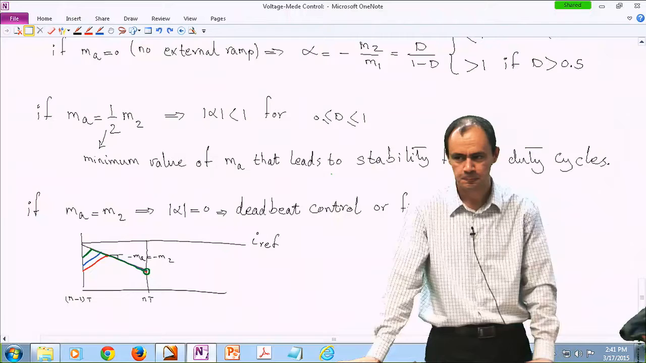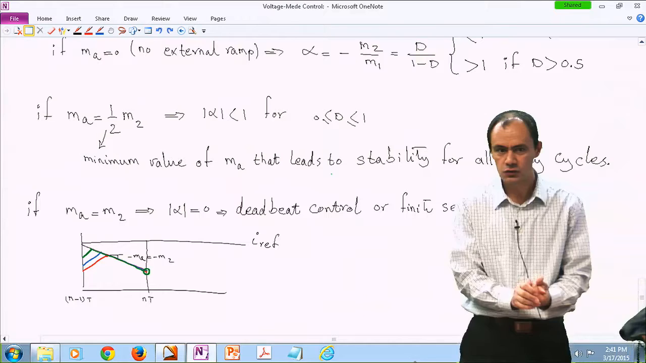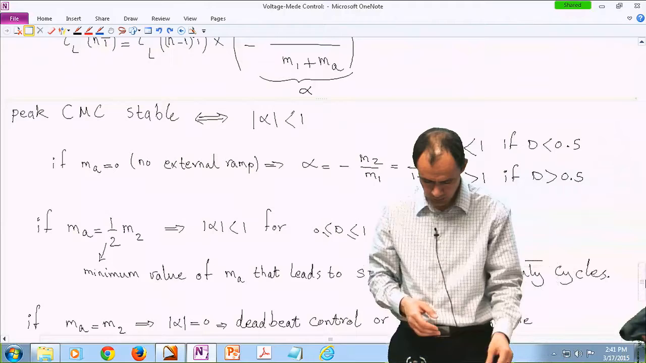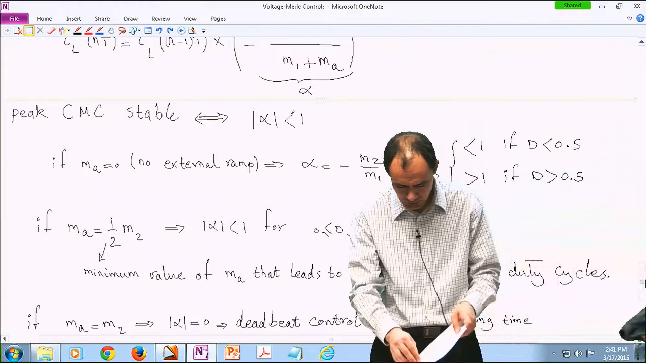All right, so this was all about this deadbeat control. There are papers out there, an interesting topic. So we are going to continue on this current mode control, and we are going to look at some modeling aspects for the current mode control. Any questions?